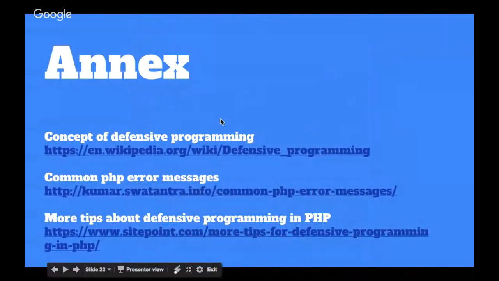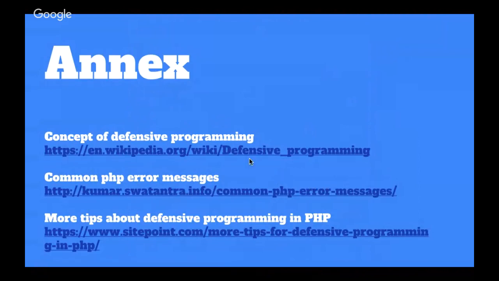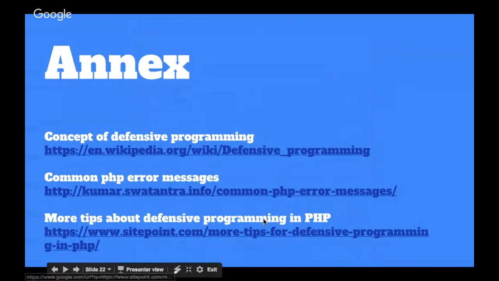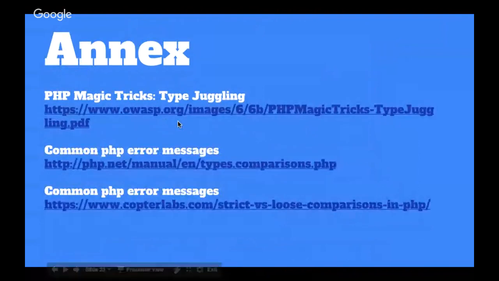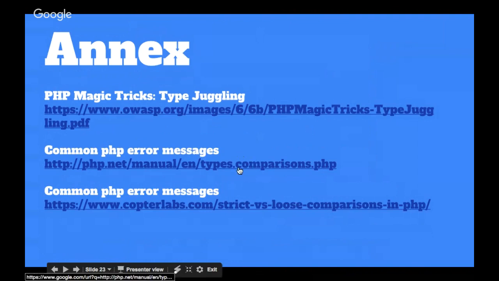Here is the annex with the concept of defensive programming, common PHP error messages, and more tips about defensive programming in PHP. Check it out because they are pretty cool. And also some PHP magic tricks, for example, type juggling. It presents two tables, with a string comparison and a list comparison. It's pretty good to check out. And also common PHP error messages, where you're going to see a lot of messages and the correct way to resolve them by using defensive programming.